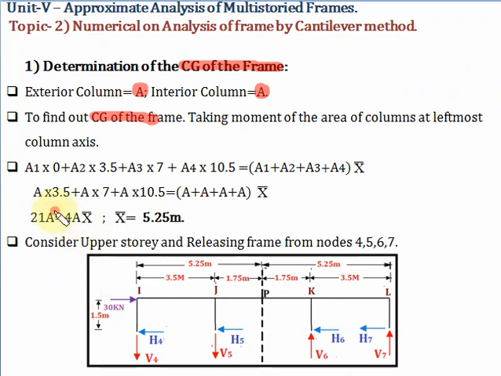Now this A will get cancelled. So 21 divided by 4, the value of X bar is equal to 5.25 meter. Now here we will consider the upper story. This is the upper story, and we are releasing the frame from node numbers 4, 5, 6 and 7. From these nodes we are going to release the frame.